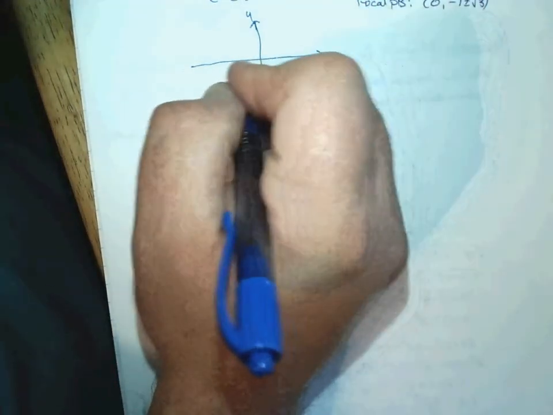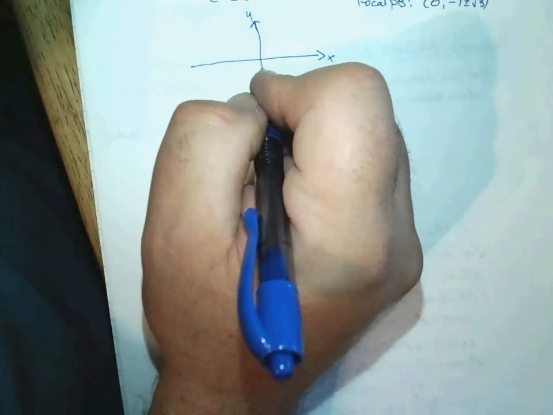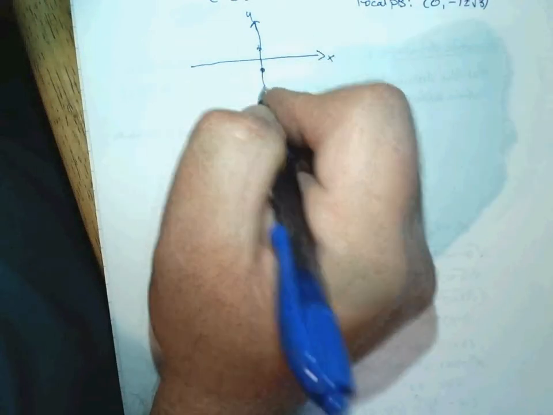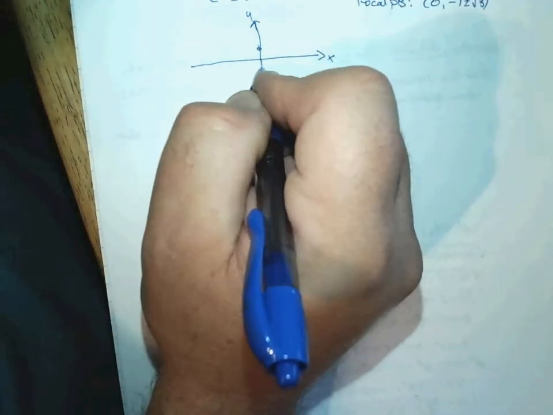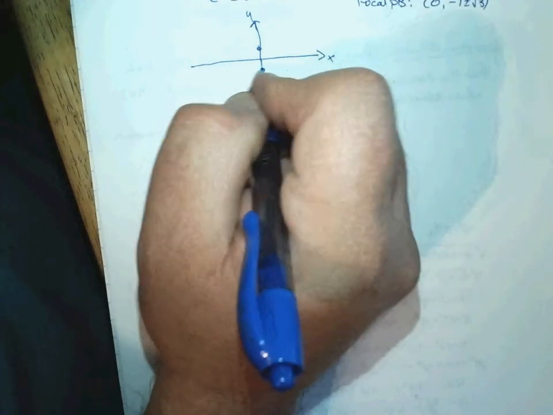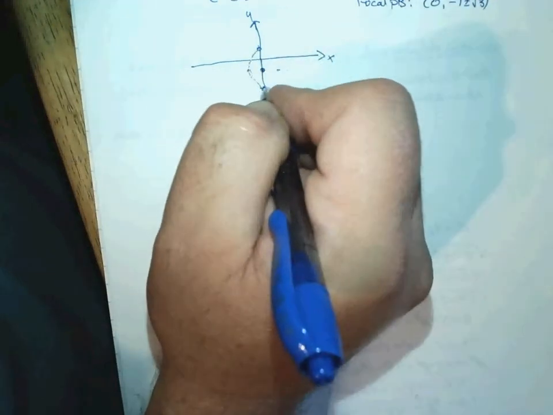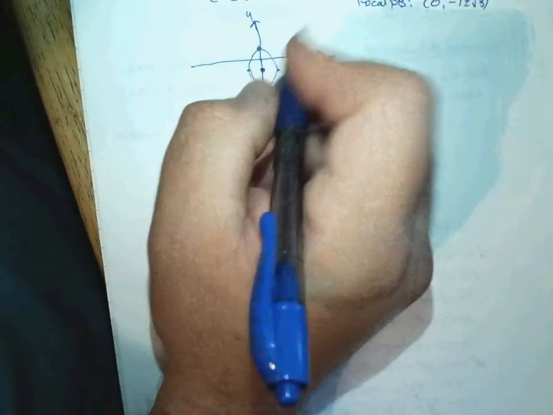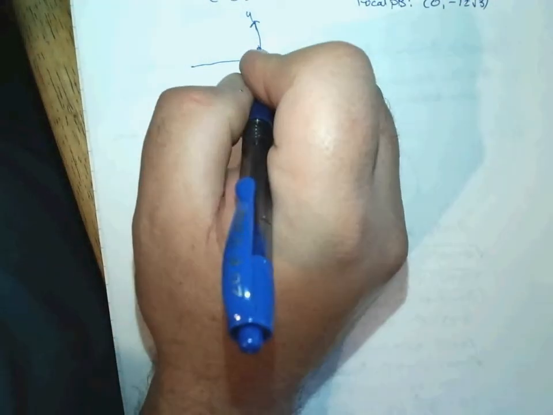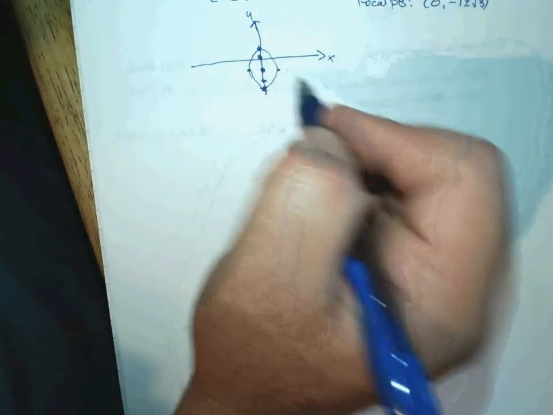Alright, so let's see if we can graph this thing. Here's my x-axis. Here's my y-axis. The center of this thing is 0, -1. There's the center. Okay? Our major axis is in the y direction. We go up root 5, and we go down root 5. And our minor axis is in the x direction. We go to the left and the right root 2. Okay, and our focal points are on the y-axis.